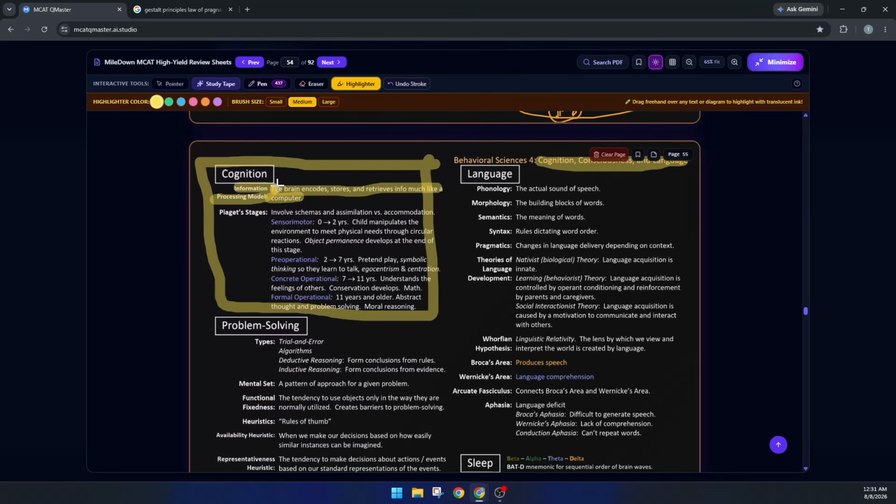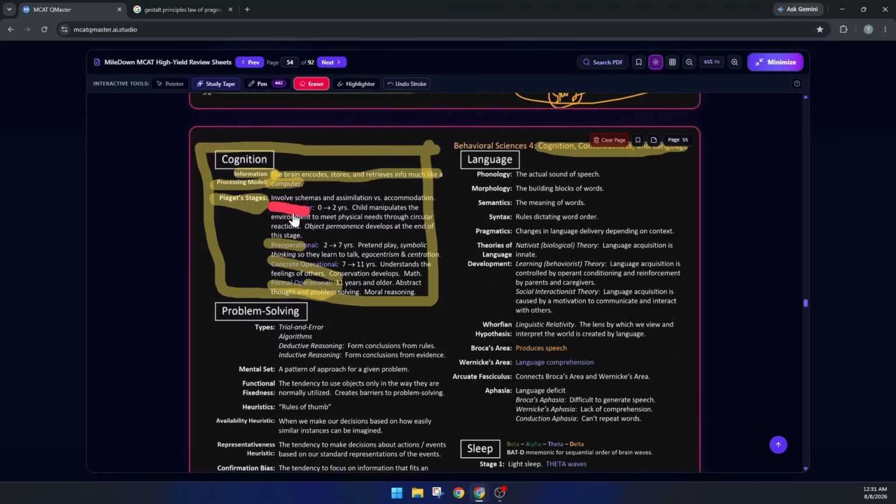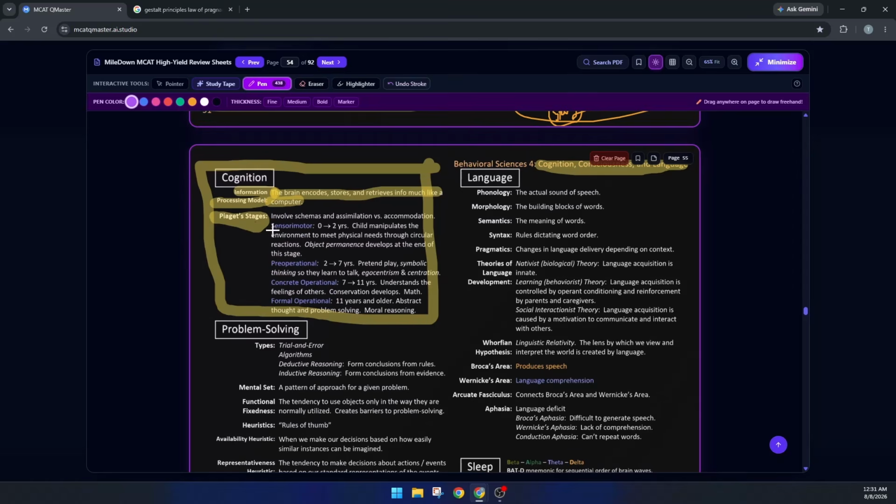Retrieving as in getting stuff from the storage. And then Piaget stages is a theory. So you have sensory motor, pre-operational, concrete operational, formal operational. There's lots of YouTube videos about Piaget stages. You can watch a YouTube video to help you with that if you still don't understand, or you can ask AI even more questions if you have them.